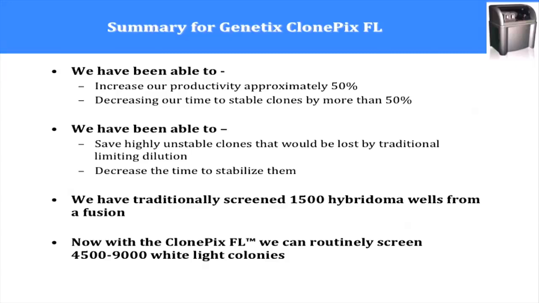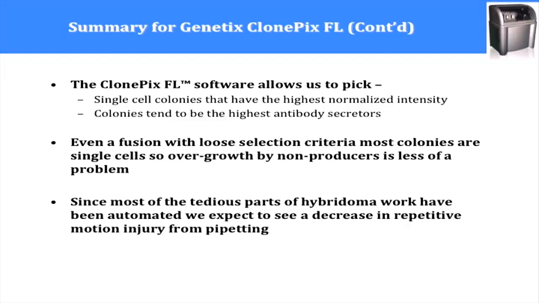We decrease the time to stabilizing them. Traditionally, we screen about 1,500 hybridoma wells for a fusion. Now with the ClonePix FL, we can routinely screen about 4,500 to 9,000 white light colonies, and if necessary, we'll be able to do more. This machine also allowed us to pick single colonies with the highest normalized intensity, which is the intensity divided by the size. Then we can pick the colony that is the highest antibody secretor.